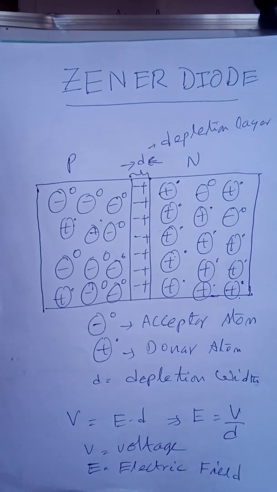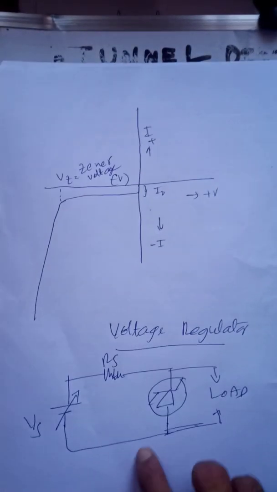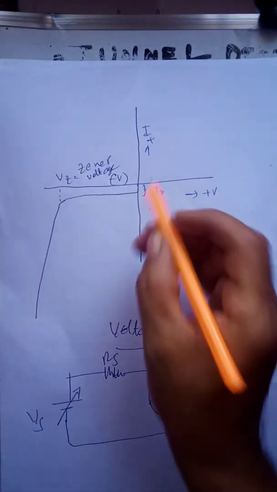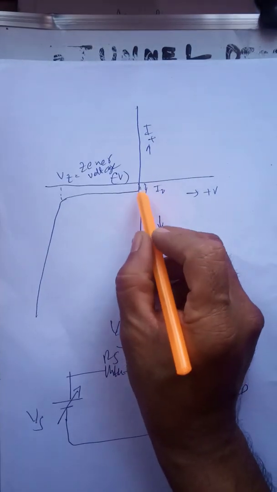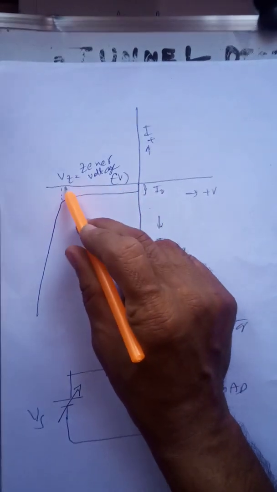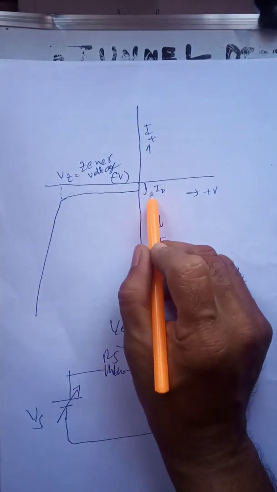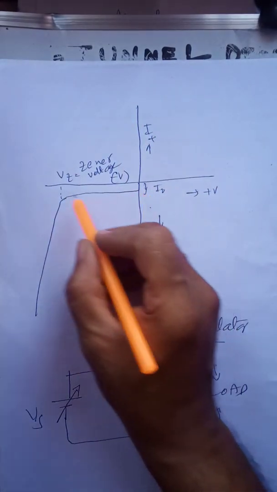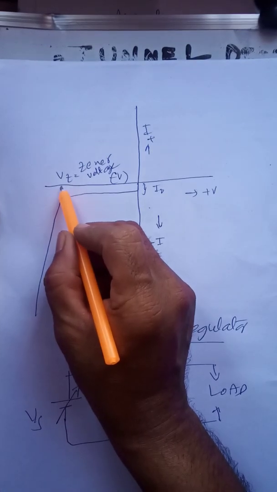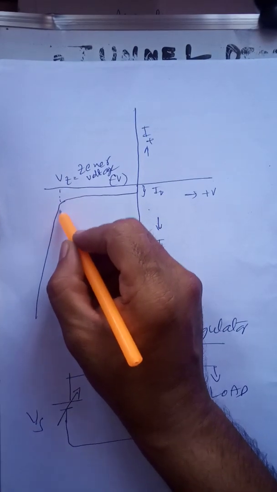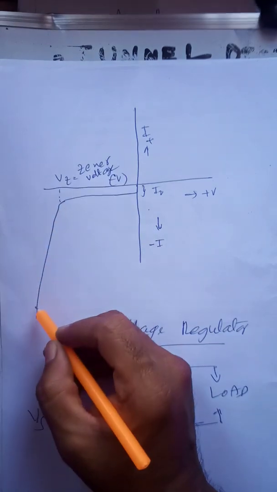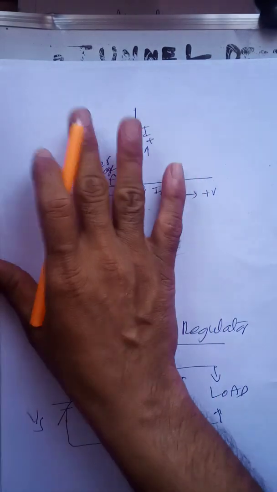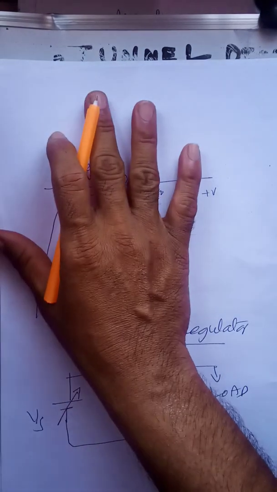Thus a huge current is drawn. If you observe the characteristics of the diode, it is in reverse bias. Up to a particular voltage, the current is constant at I naught, which is the reverse saturation current. But when the voltage reaches Vz, the Zener breakdown voltage, it draws maximum current, right? Maximum current is drawn from the diode. So this principle can be used as a voltage regulator.